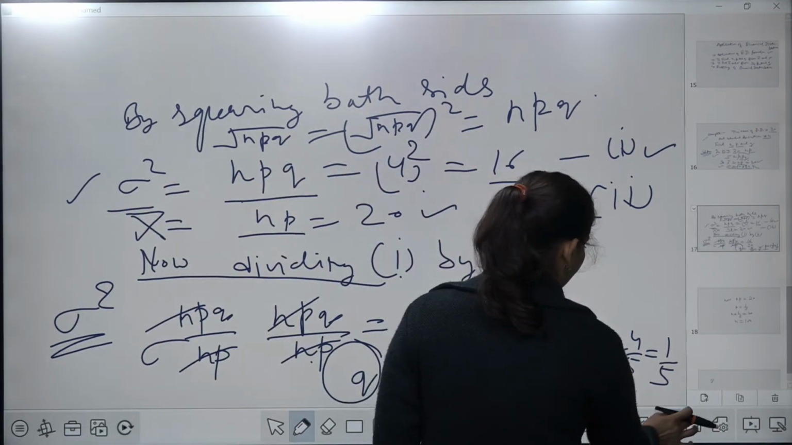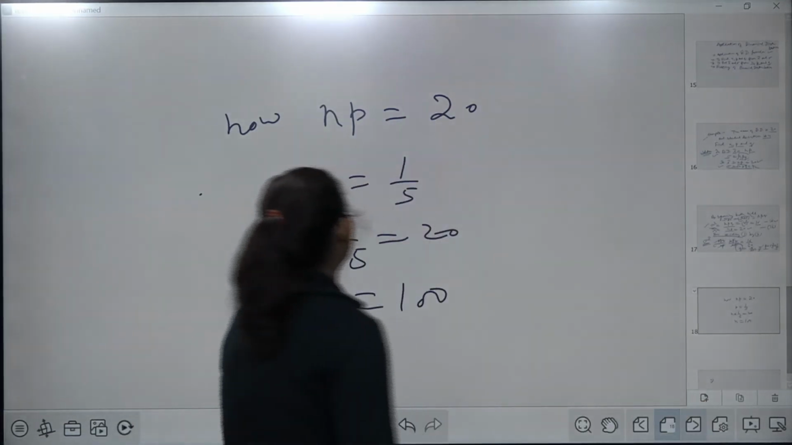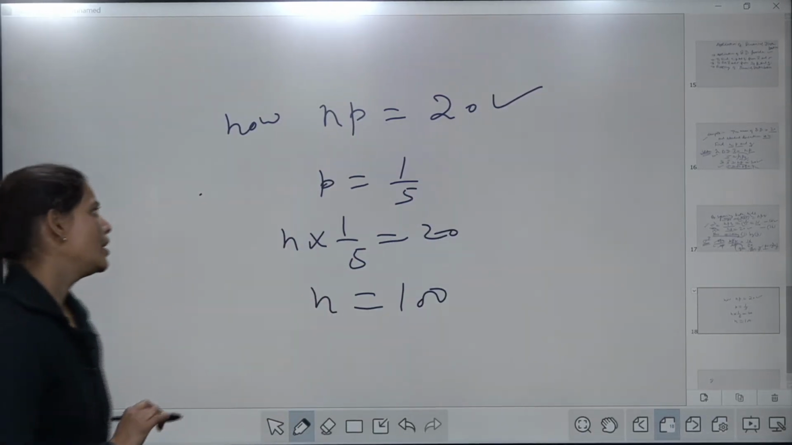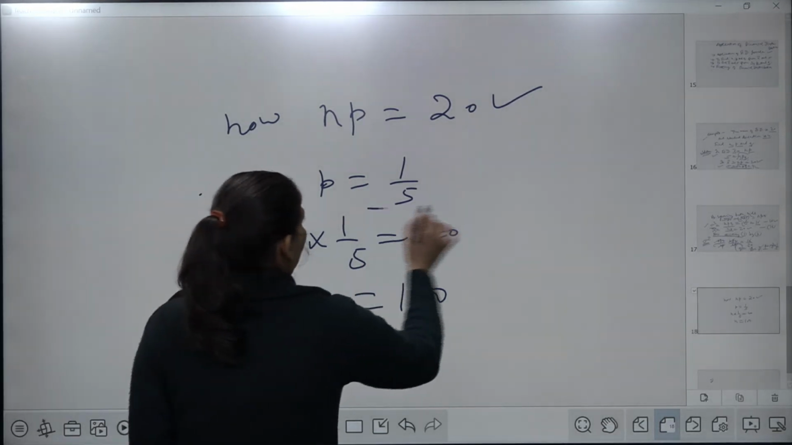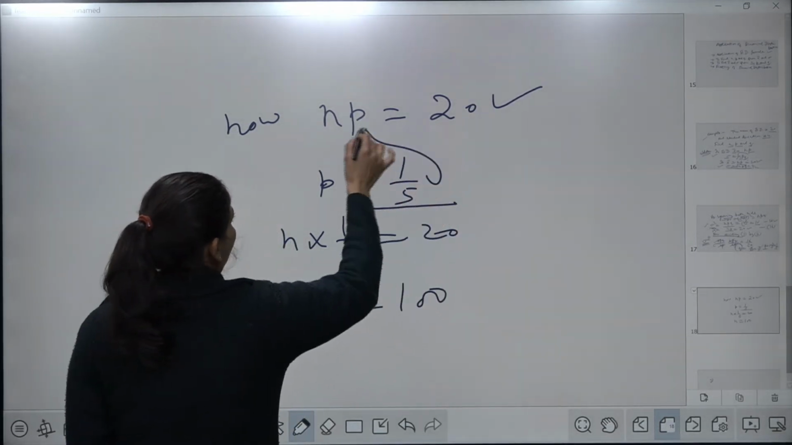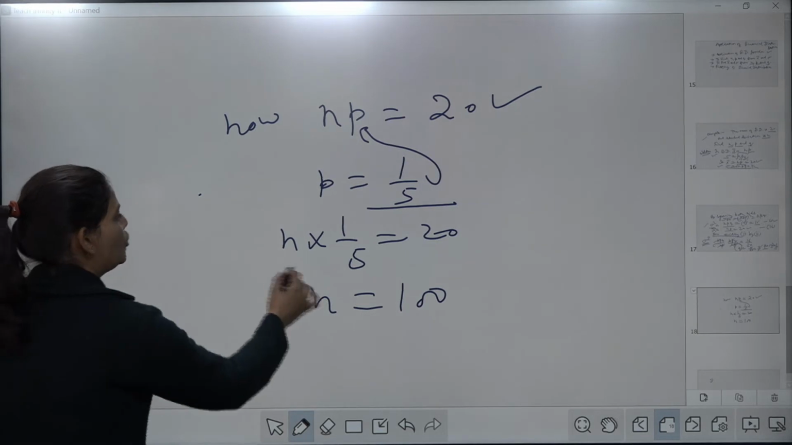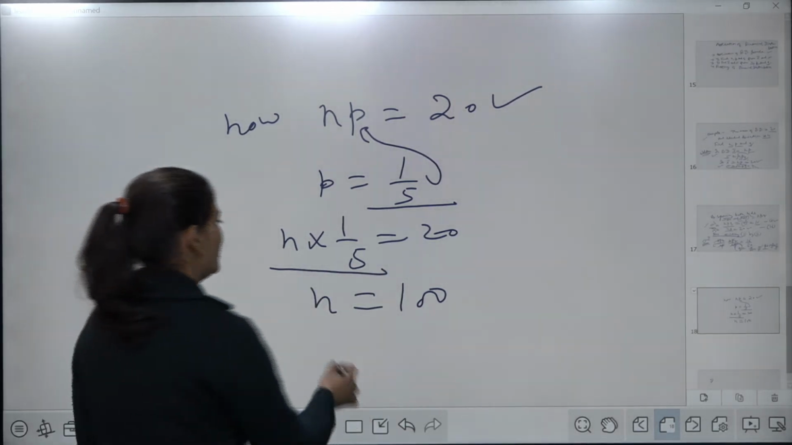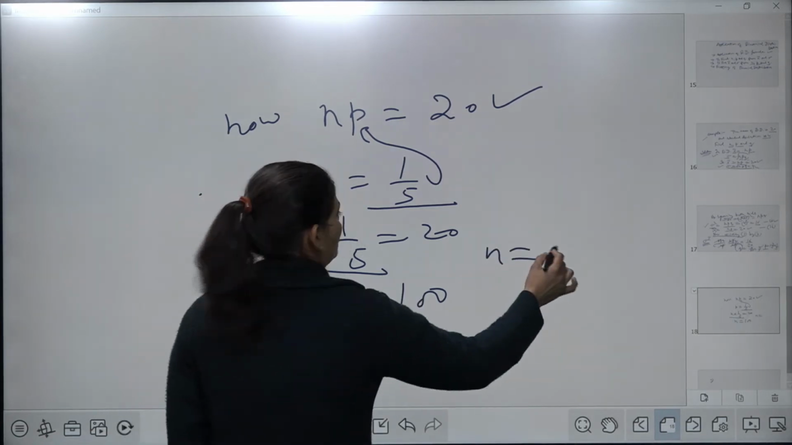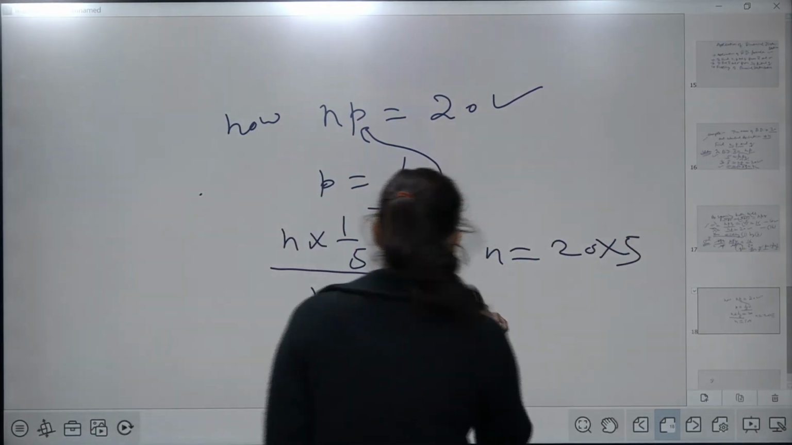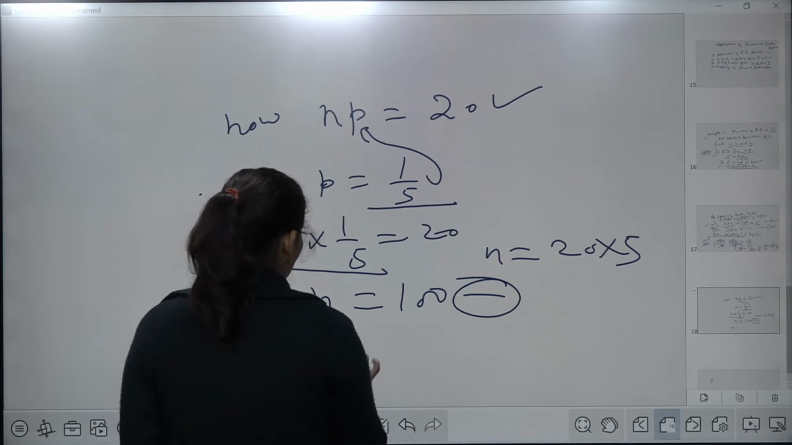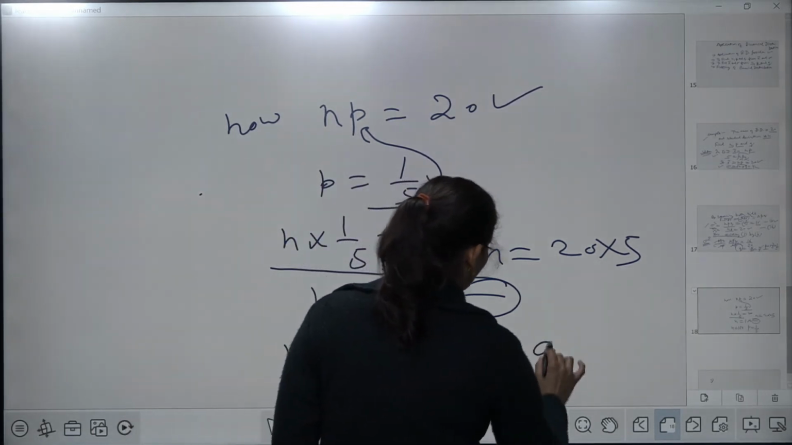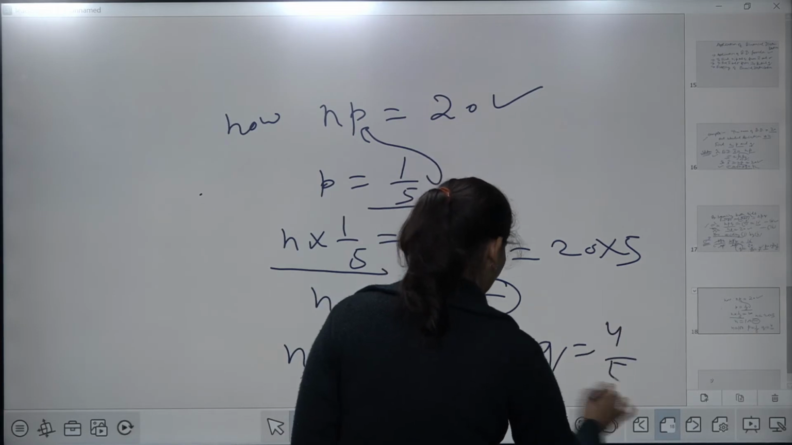Now we have NP, right, 20, and we have the value of P. We can put the value of P in this equation: N into 1 divided by 5 is equal to 20, and N is equal to 20 into 5, that is 100. So, we have N is equal to 100, P is equal to 1 divided by 5, and Q is equal to 4 divided by 5.